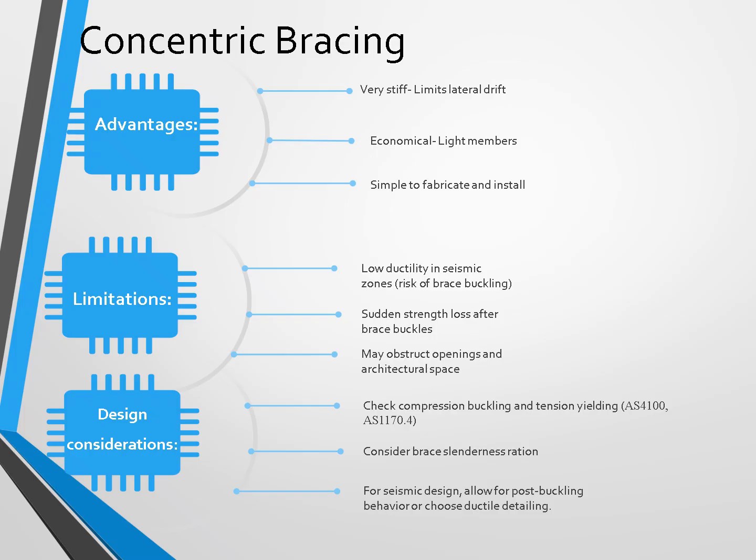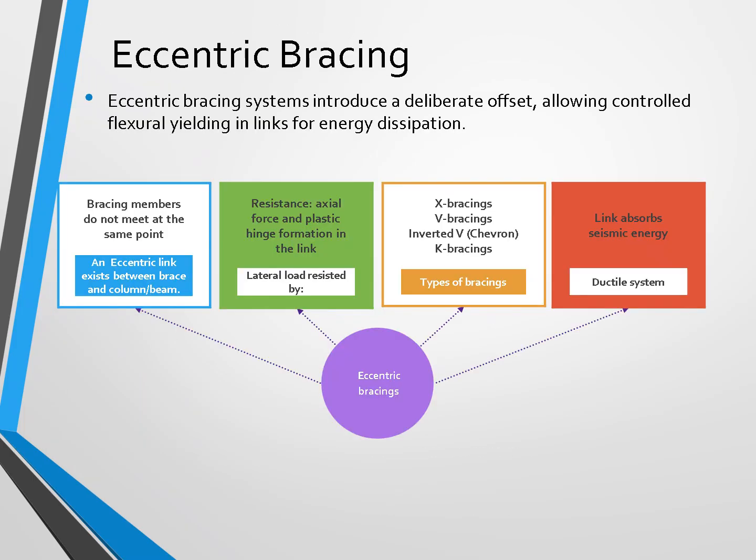And we need to check compression, buckling, and tension yielding as per AS4100 and AS1170.4. These are the considerations we need to take through design. We need to consider brace slenderness ratio, and for seismic design, allow for post-buckling behavior or choose ductile detailing. The next type of bracing is eccentric bracing. Eccentric bracing systems introduce a deliberate offset, allowing controlled flexural yielding in links for energy dissipation.